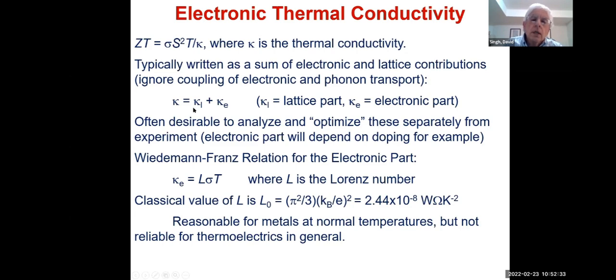about. But in any case, it's typically written that kappa is a lattice term, kappa L, plus an electronic term, kappa E. And it's often desirable to analyze and optimize these separately from an experimental point of view, because, for example, one will depend more on doping than the other. And there's a Wiedemann-Franz relation for the electronic part that says that kappa E is L sigma T, where L is the Lorentz number. The Lorentz number for a high carrier density metal has a classical value that's roughly true in most materials. It's 2.4 times 10 to the minus 8 in these units. But in thermoelectrics, it can be different, and you would like to know what it is.